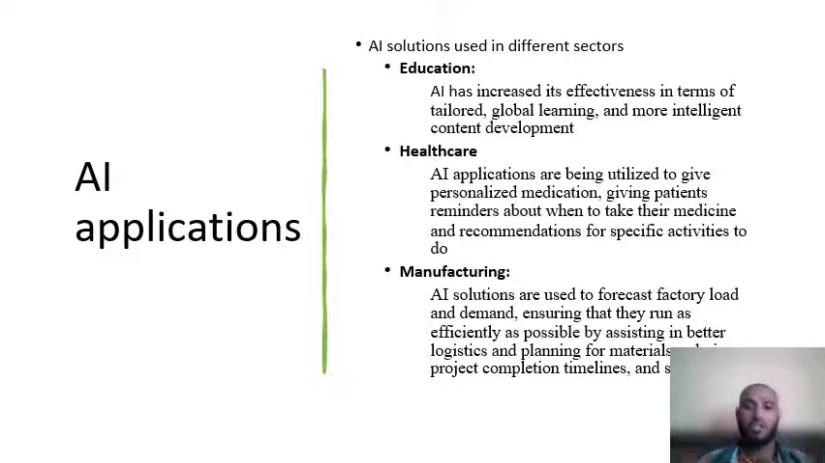AI application. So basically, what sectors can we use AI for? The first one is, as we're all aware, education. This is a huge industry all over the globe. At the moment, a lot of online training, and even a lot of schools, are starting to get online classes. So AI increases effectiveness in terms of tailored and global learning, and also more intelligent content development.